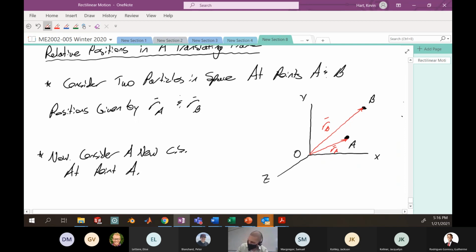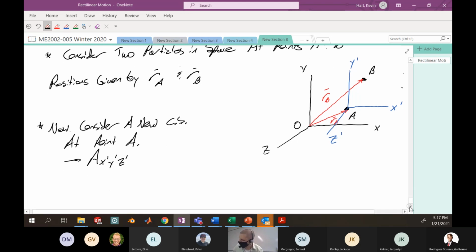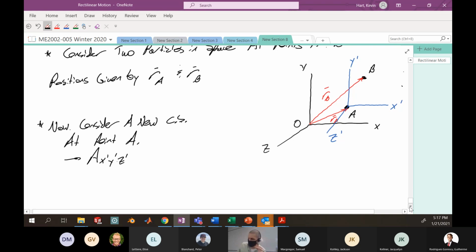So let's now consider a new coordinate system at point A. That coordinate system will be A, X prime, Y prime, Z prime. That's how you would denote it. The point at the center is point A, and the axes are X prime, Y prime, Z prime. And we're going to say that this coordinate system translates in space with point A.